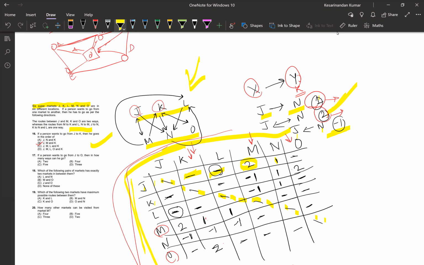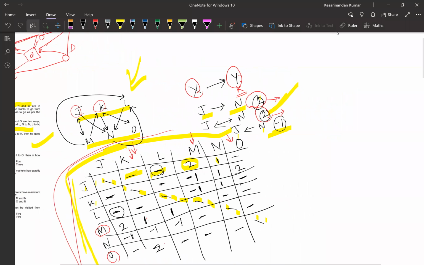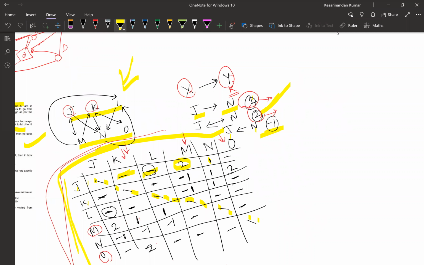Kesari, can you tell me what -1 means? -1 means there is no route from J to N, but there's a route reverse of it. Like you can only go from N to J, not J to N. Okay, it's a one-way road in the opposite direction.